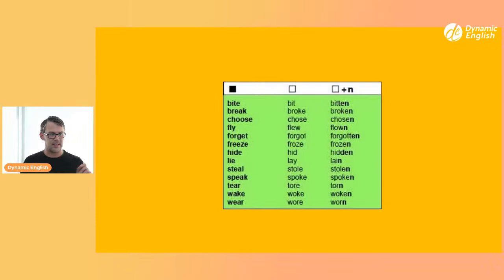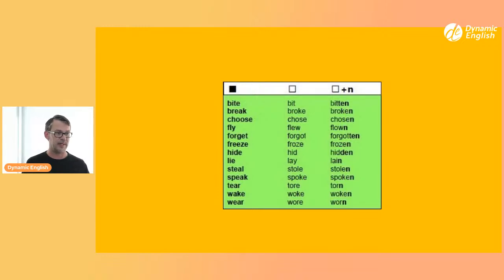So if we look at this, can we enhance that? Yeah. So we have bite, bit. Now again, we have that single vowel followed by a single consonant, so I need to double the consonant before I add my ending, which in this case is en, bitten. All right? We have break, broke, but you'll notice there, to change that to the participle, I just need to add an in, broken. Yeah? Choose, chose, chosen.